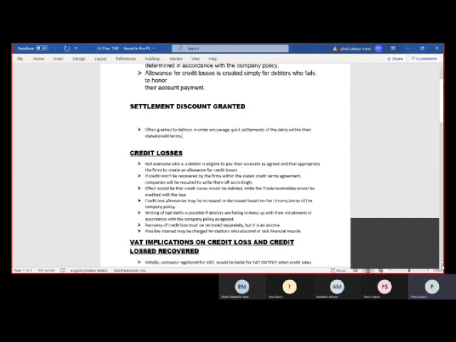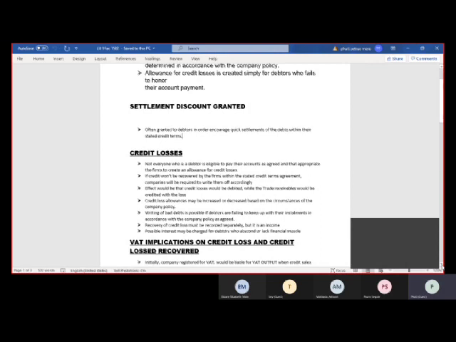Recovery of the credit loss must be recorded separately, but it is an income. That debt recovered will be going through to the statement of profit and loss as an income. So you need to be aware of that. Okay, that is usually recorded separately. But there might be a possible interest that might be charged for debtors who have scored poorly, or that they lack the financial muscles.